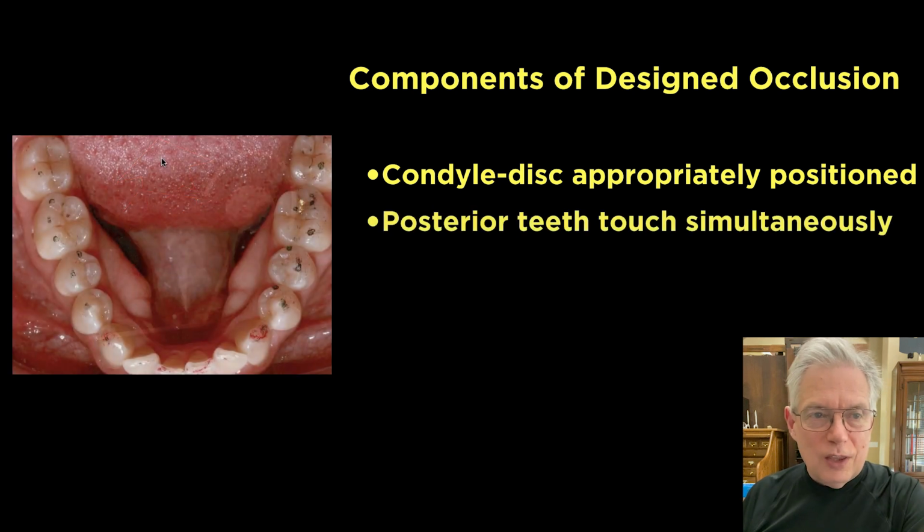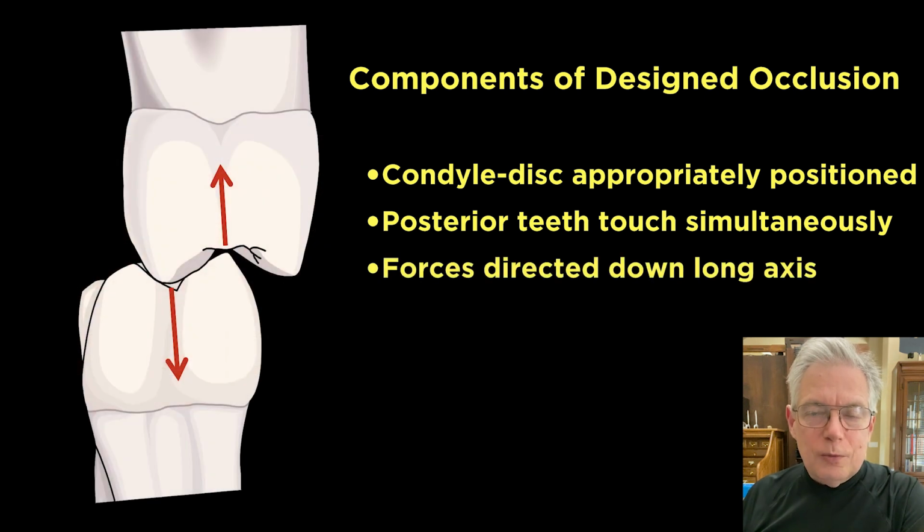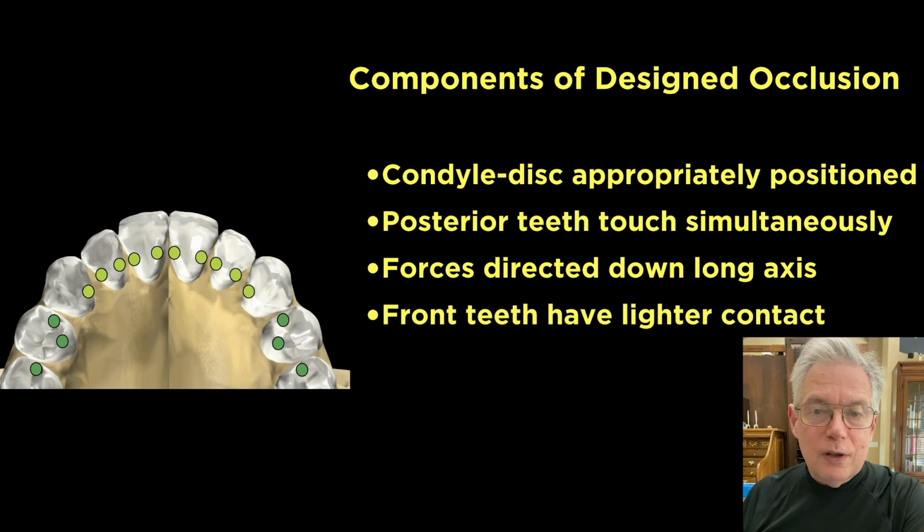I love it. The second thing, posterior teeth have to touch simultaneously. So when you bite down, I don't want you running into any one tooth. Forces should be directed down the long axis of teeth. Front teeth should have slightly lighter contact. Some people like a little bit of clearance. I don't need them to hit quite as hard. Some people disagree with that.